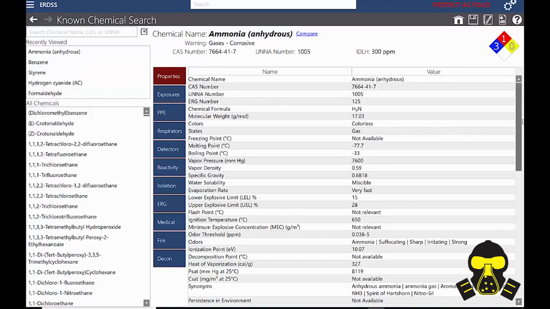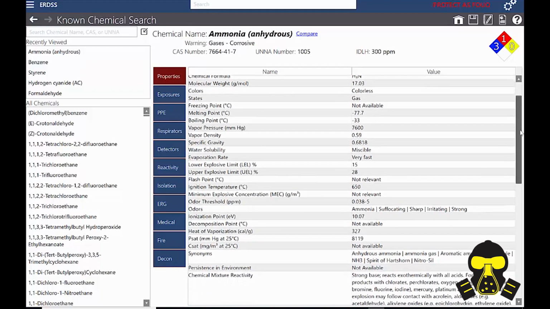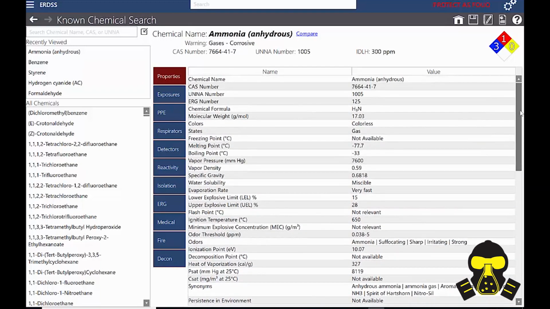So you can see they're not in alphabetical order, all of the different chemical properties, but they're in the order I usually use them. Across the top bar, you're always going to see the warnings, hey, it's a corrosive gas, the CAS number, the UN numbers, and what IDLH is. And so that's just something we always put up there, because we want you to always keep it in your head. So no matter when you're tabbing between things, it allows you to see the data.